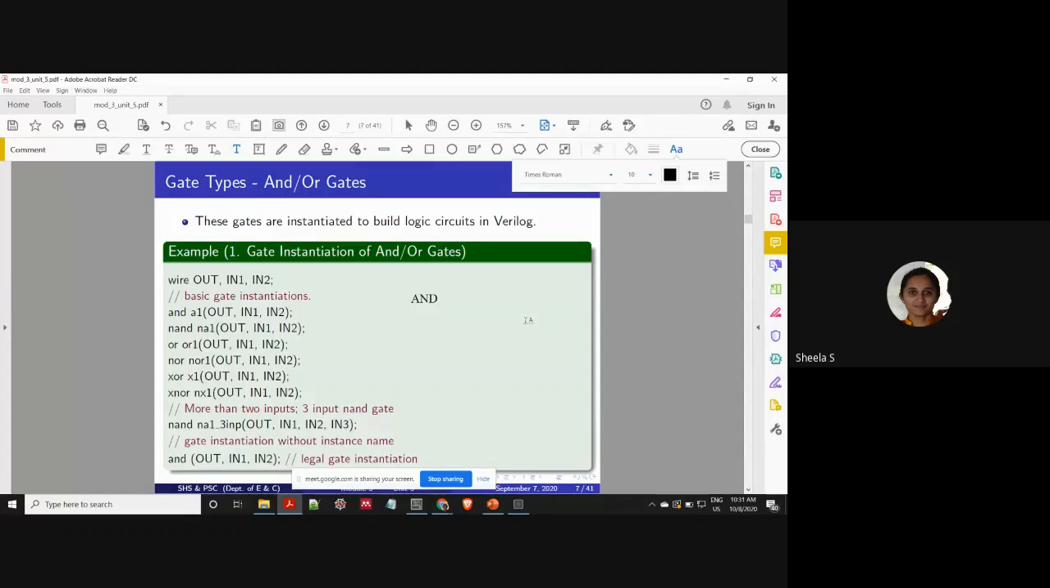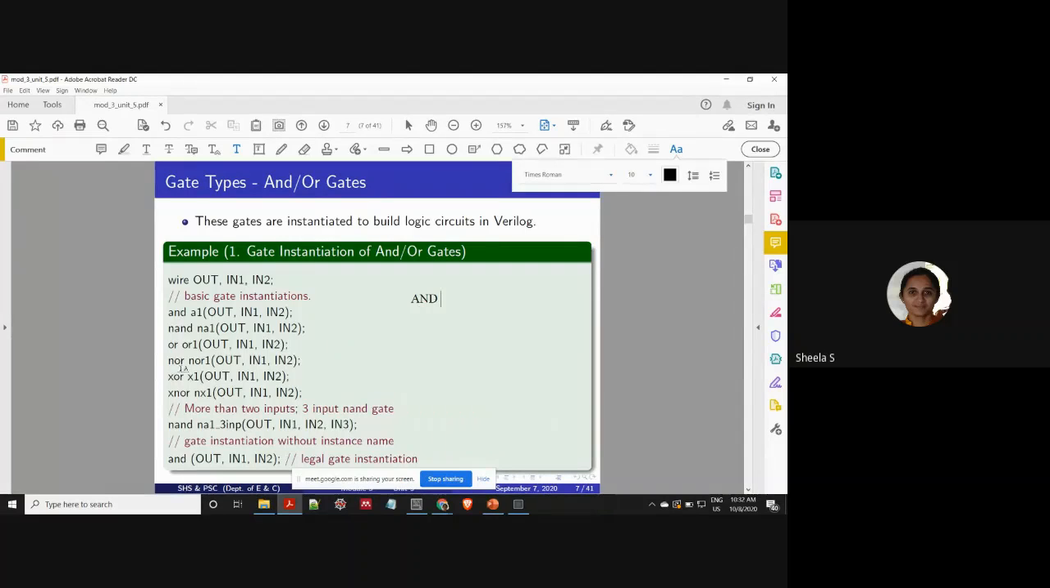So whenever we consider these primitive gates, they should be declared with the small letter keyword, and here we give the instantiation name, and then we mention, always the first one will be the output and the remaining will be the inputs. If there are more inputs, the input list will grow, but the output will always be the first one. This is known as gate instantiation.